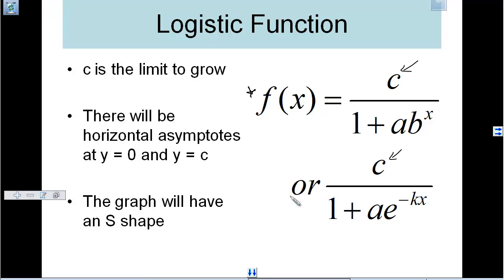Now, I know your book, when you look at some examples in the back of the book for the answers, is probably going to give it to you in this form. But I don't think it's as straightforward as this form up here, so that's the one I'm going to focus on. A couple things I want to point out to you about this, though.